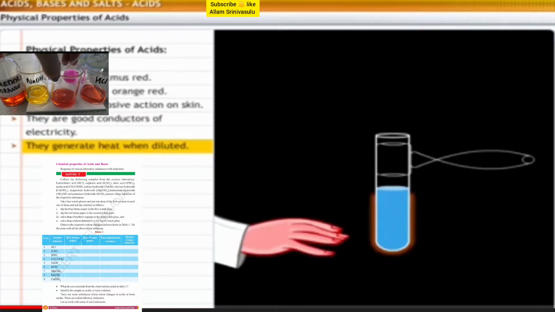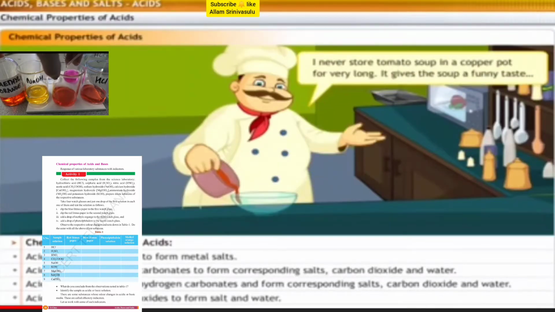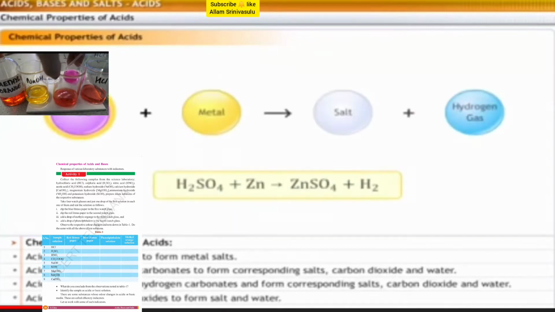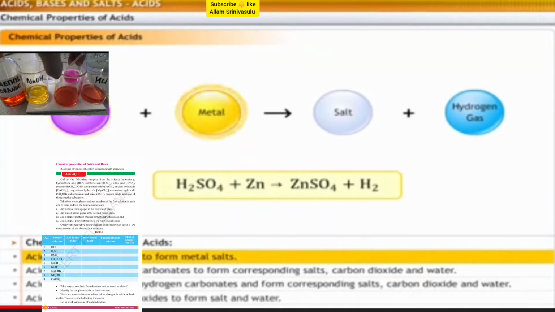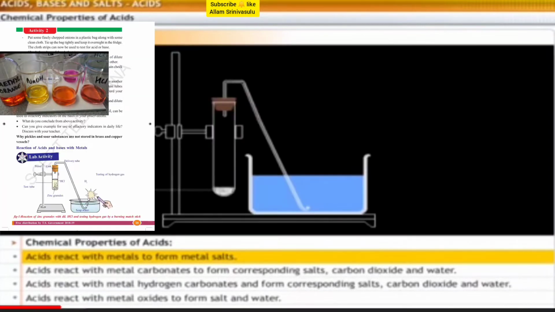Similarly, take 4 watch glasses, pour sodium hydroxide solution in all watch glasses and dip the litmus papers. Red litmus paper turns to blue and blue litmus paper shows no change. Phenolphthalein solution appears pink in color and methyl orange appears yellow in color. So it is of basic nature.